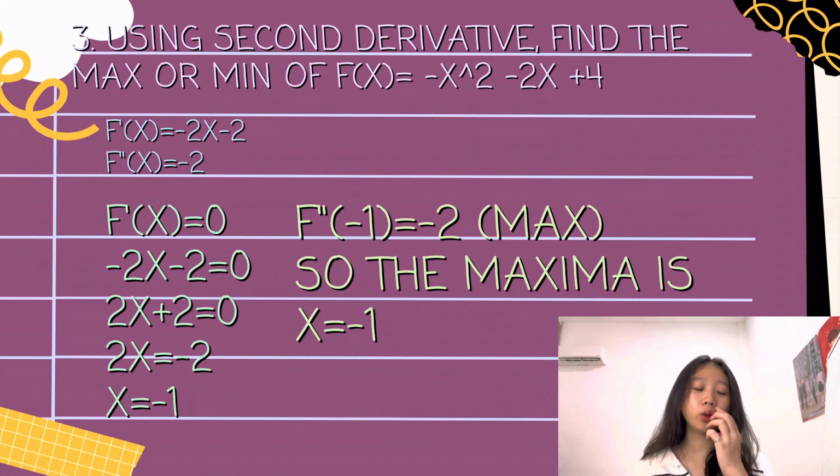So we try it out in the second derivative of f(x). We enter x into f'', the second derivative of f(x), which is f''(-1) equals minus 2. Minus 2 is smaller than 0, so it is considered the maximum. So the maximum point of x is minus 1.